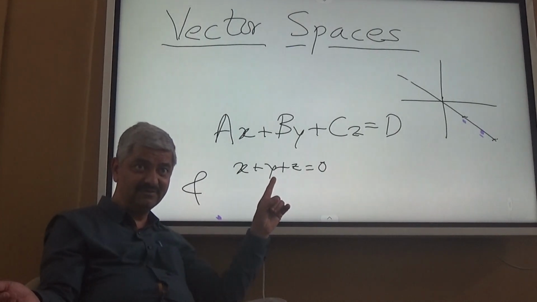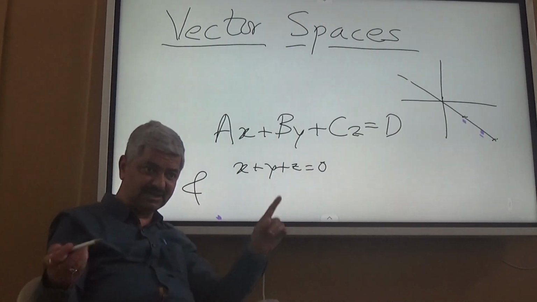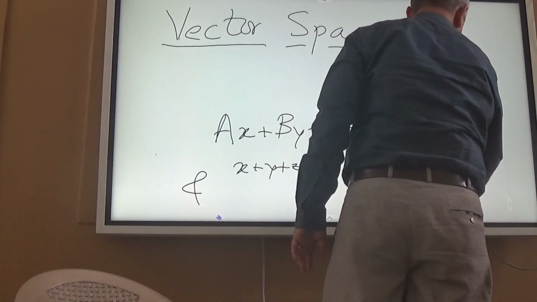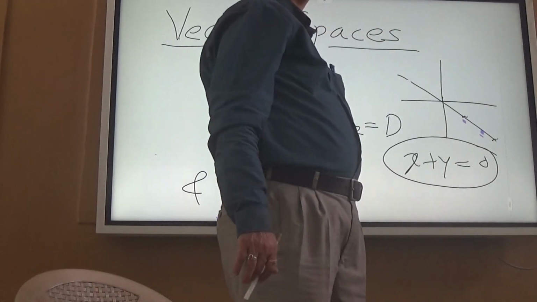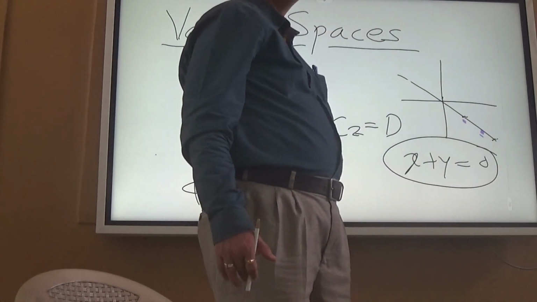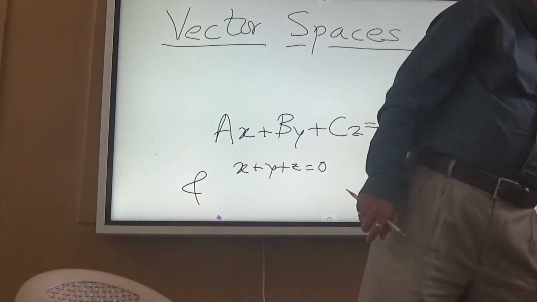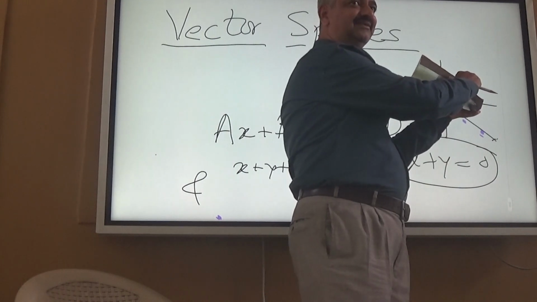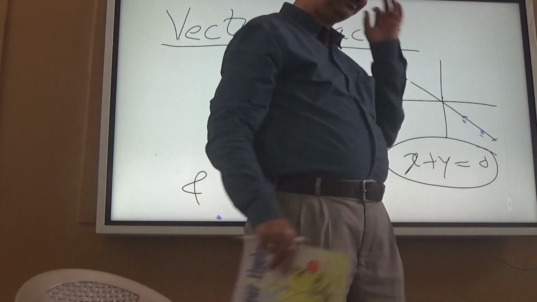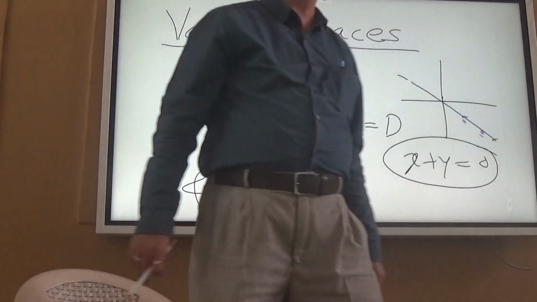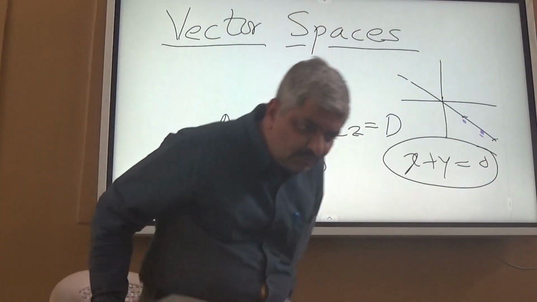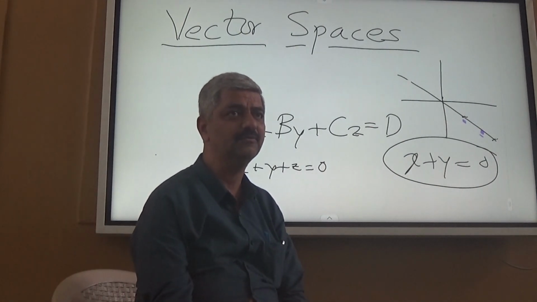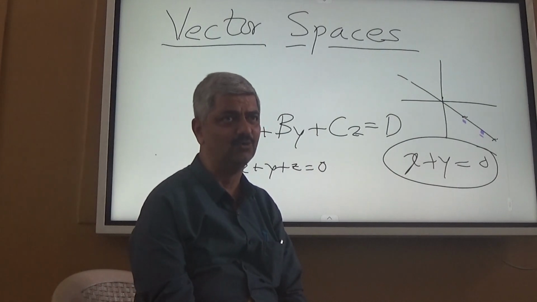But if, then what is x plus y equal to 0? Is it a plane? Yes or no? It's a plane. Which plane? X plus y equal to 0 is this plane. Right? It's this plane. Then what can you do? So x plus y equal to 0.